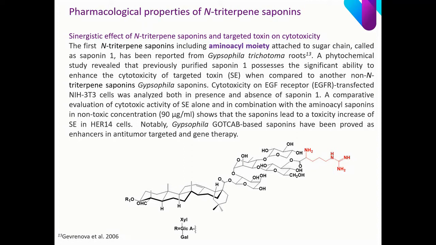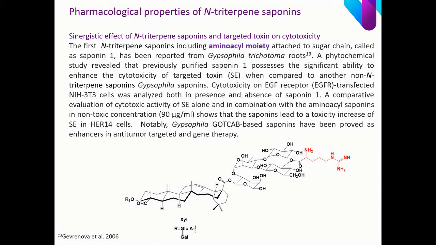The study results show cytotoxicity on the EGFR-transfected cells was analyzed both in the presence and absence of saponin 1, and the results interestingly show that the combination with aminoacyl saponins at non-toxic concentration causes a toxicity increase in some tumor cells.